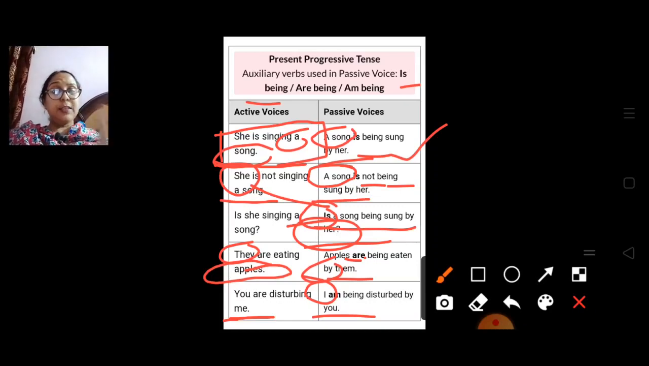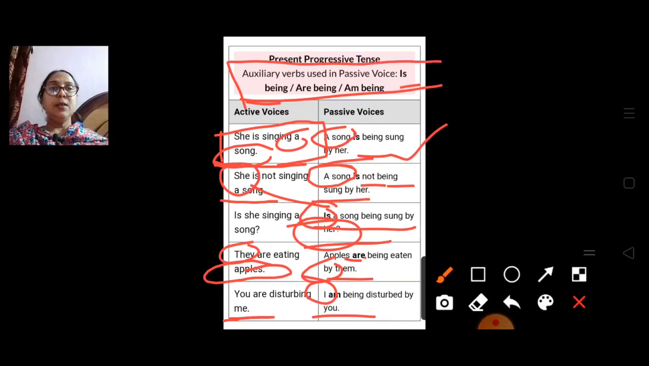If the object is plural, we are supposed to use are being. And if the subject is the first person, I, in the active voice, then we are supposed to use me over there, and I am being. So we transform the first person, and am being will be used over there. Then the third form of the verb will be there. So learn this formula by heart, because this is very important.